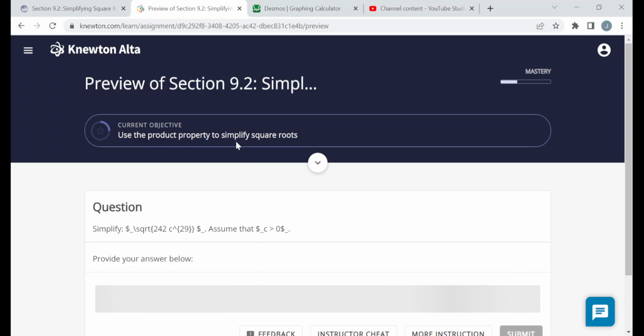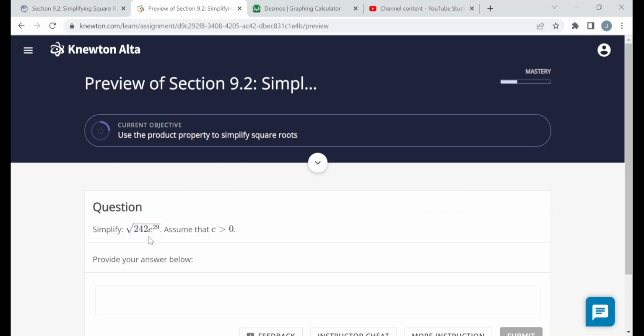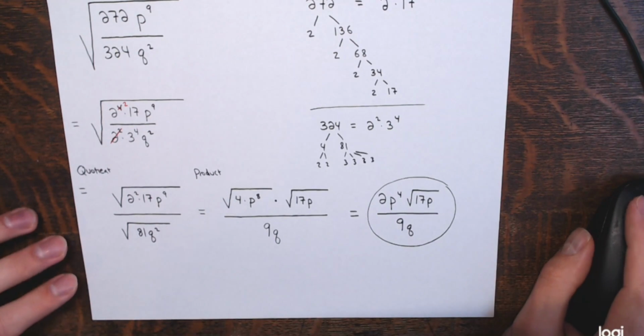Okay. So back to the product property to simplify square roots. Again, I'm just trying to rewrite it so that the square root expression, the radicand, has no factors that are perfect squares.